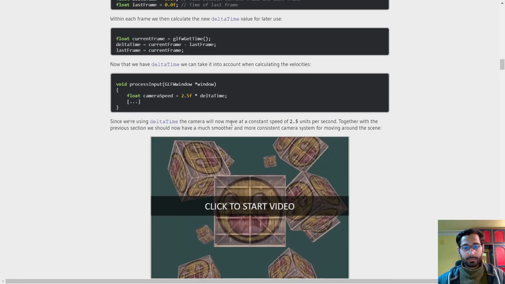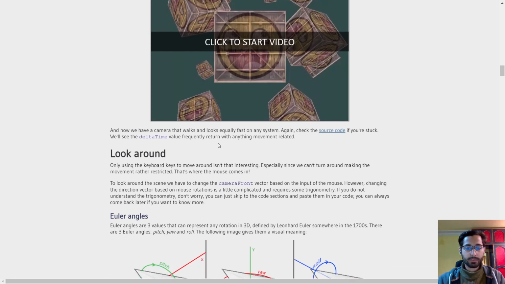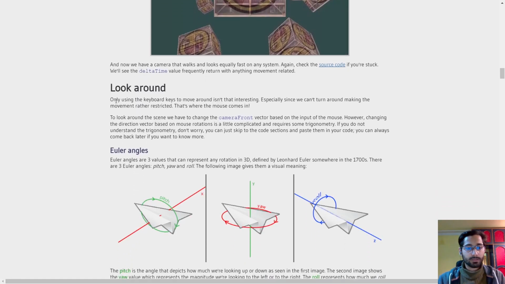Since we're using delta time, the camera will now move at a constant speed of 2.5 units per second. Together with the previous section, we should now have a much smoother and more consistent camera system for moving around the scene. And now we have a camera that walks and looks equally fast on any system. Again, check the source code if you're stuck. We'll see the delta time value frequently return with anything movement related. Look around. Only using the keyboard keys to move around isn't that interesting, especially since we can't turn around, making the movement rather restricted. That's where the mouse comes in.